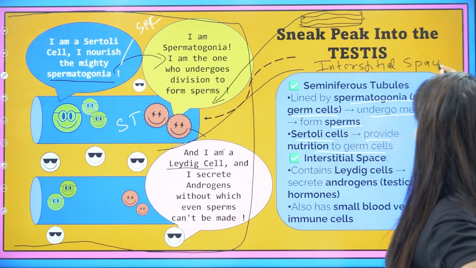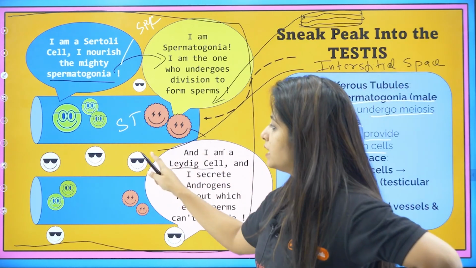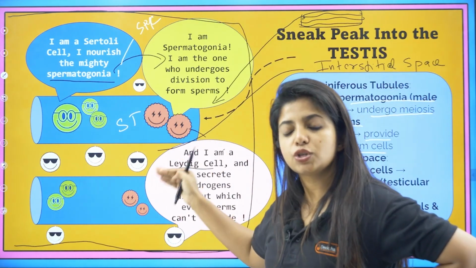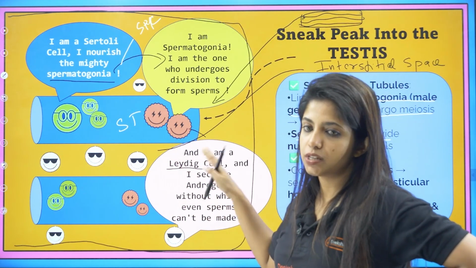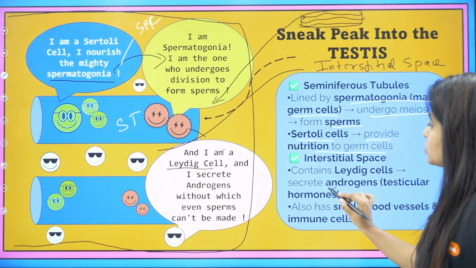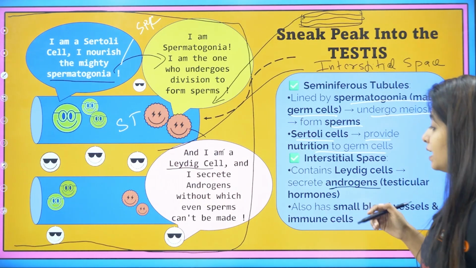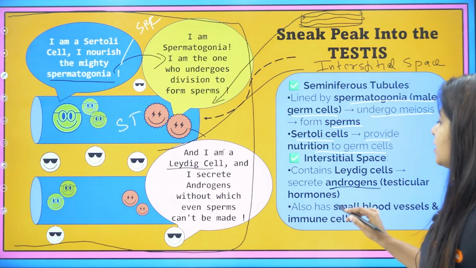Interstitial space, as in space between things. Since it is interstitial space, the cells are also known as interstitial cells. It can be Leydig cells or interstitial cells. So I hope you got it. Interstitial space contains Leydig cells that secrete what? Androgens, the male sex hormones. It also has small blood vessels and immune cells.